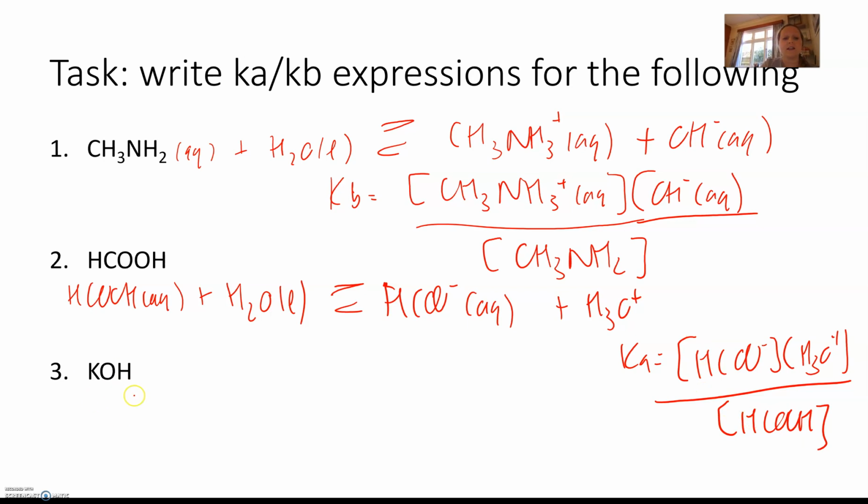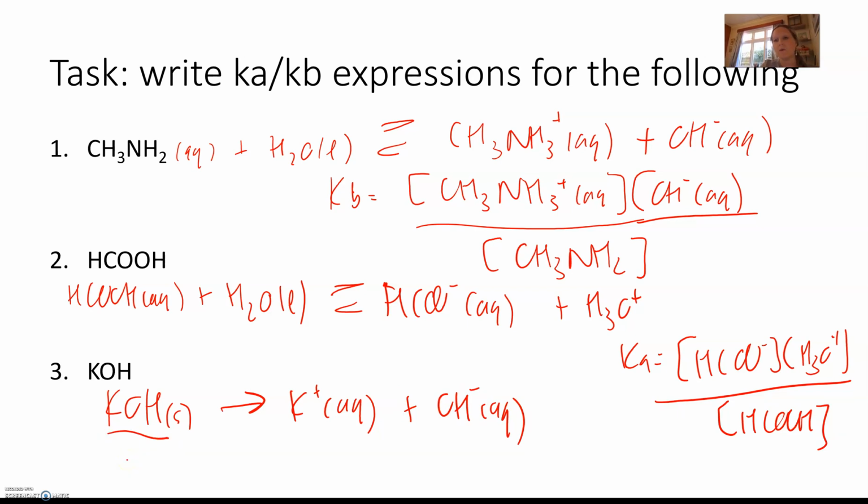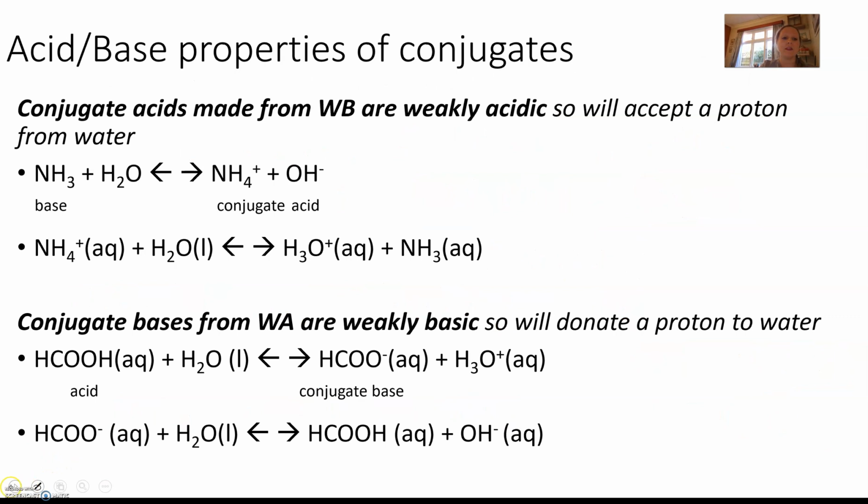This time it's a Ka, so it's HCOO- times H3O+ divided by HCOOH. Hopefully you get that. This last one, bit of a trick. Trying to be mean here. KOH is a strong base, so it completely breaks up into ions. Remembering, because it's a strong base, it doesn't have the addition of water, because strong bases are solids, and there will not be a Kb expression for this because it's a strong base. It is not an equilibrium. So that was a bit mean of me.